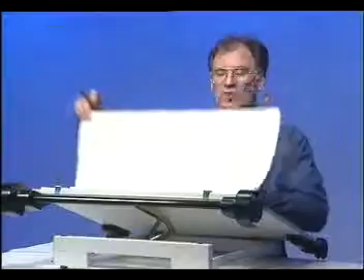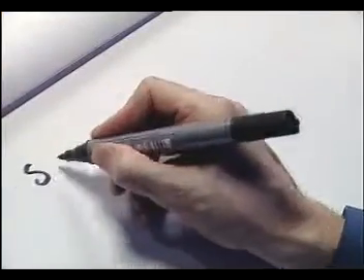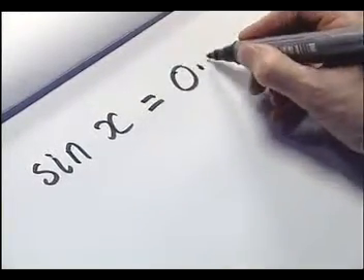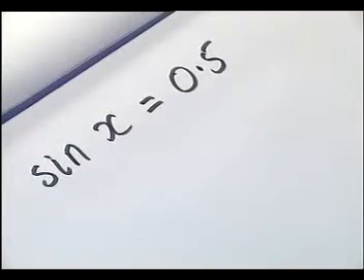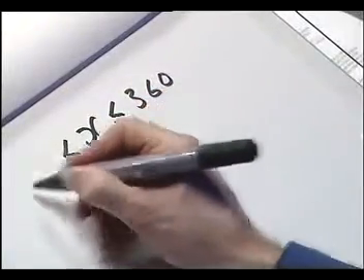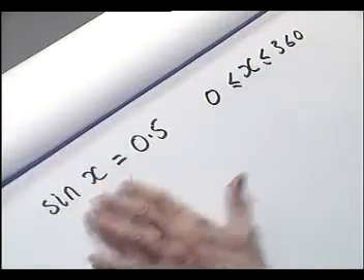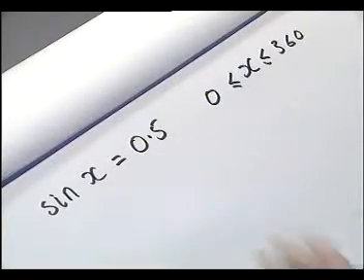Let's look at our first equation then. We're going to begin with some very simple ones. So we'll take sine of x is equal to 0.5. Now invariably when we get an equation, we get a range of values along with it. So in this case, we'll take x is between 0 and 360. So what we're looking for is all the values of x whose sine gives us 0.5.